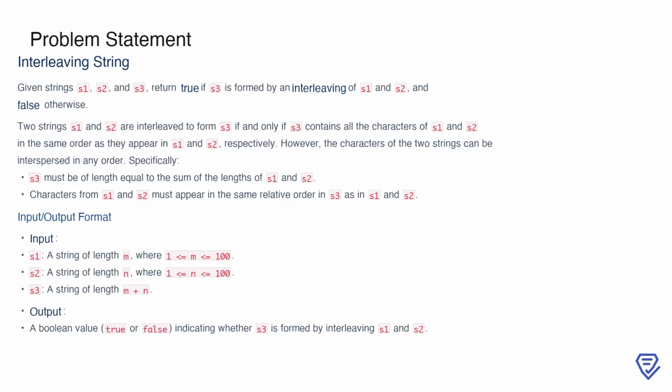The input consists of three strings, S1, S2, and S3, and the output is a Boolean value, true if S3 is an interleaving of S1 and S2, and false otherwise. Let's break this process down further with examples to understand how interleaving works and what constraints we need to consider.